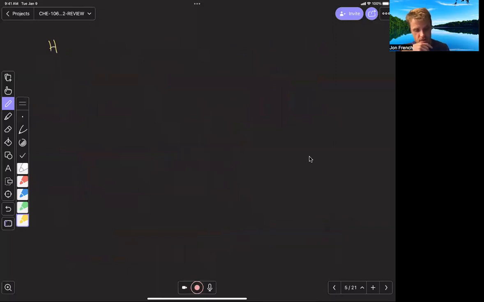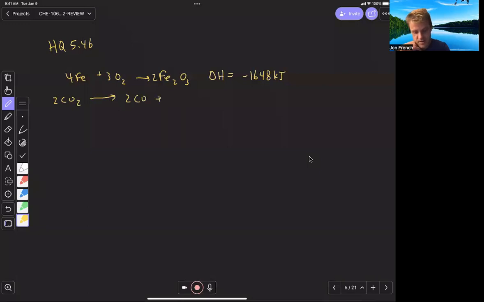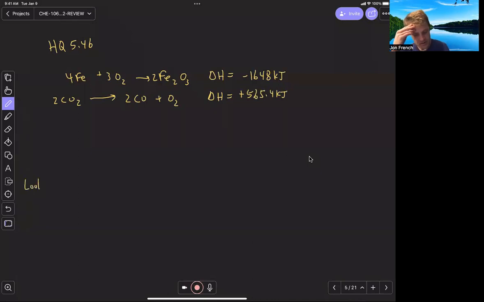All right, so let's see, HQ 5.46. Another Hess's law. I've got 4 moles of iron, 3 moles of oxygen, yield iron 3 oxide, and the delta H for that reaction is 1648 kilojoules. And then I've got 2 carbon dioxides break down to 2 carbon monoxides plus oxygen, and the delta H is 565.4 kilojoules.